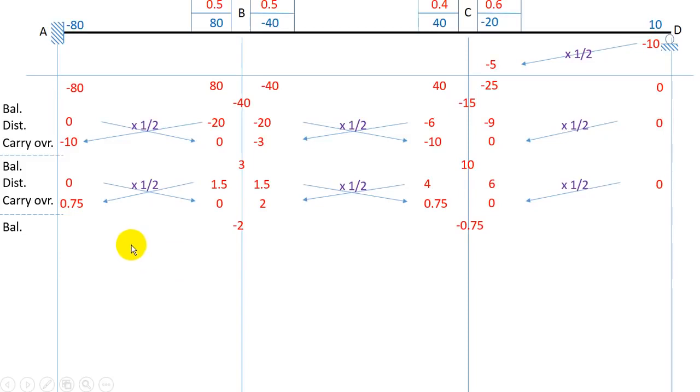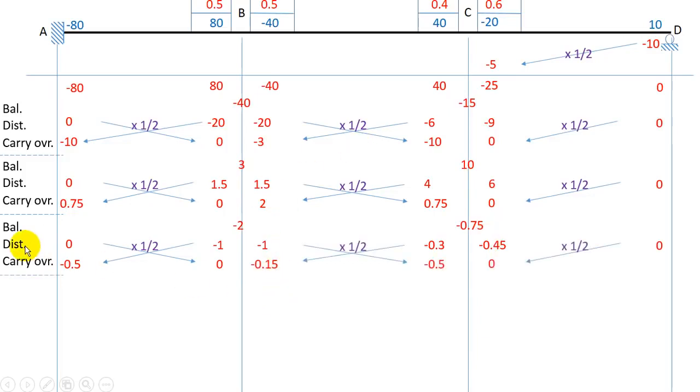So I'll have to carry another iteration, and the first step of iteration is balancing. Again I balance 0 and 2, which is -2. I balance 0.75 and 0, which is -0.75. Second is distribution, so I distribute my -2 into -1, and -0.75 into -0.3 and -0.45 by multiplying with the respective distribution factors, and here it is 0, of course. Third is carryover.